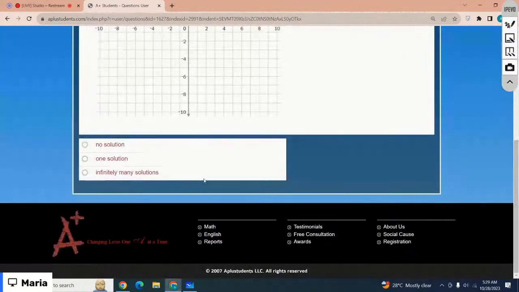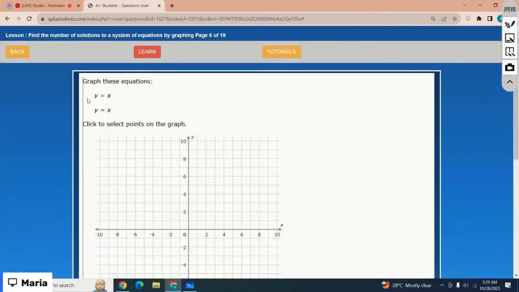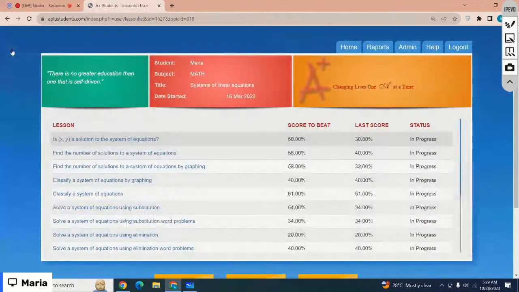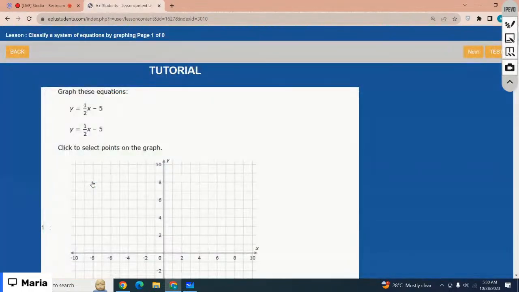You can complete the lesson by yourself later today. Let me just move on to the next lesson. And the next lesson is classify a system of equations by graphing. Graph these equations. Select two.